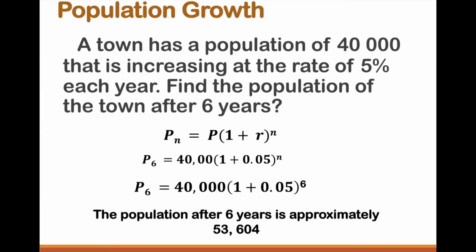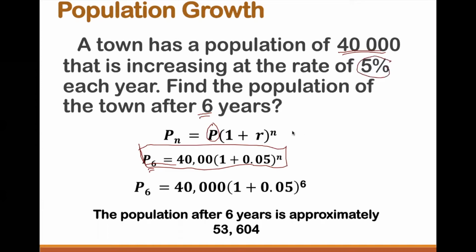Here, as you can see, all you have to do is substitute the given information in the formula. So 40,000 is P. Our n is 6 years. So you have 6. This is our exponential model. The exponential model is the model or the equation that you will use to answer the problem. R here is 5%. Change it to decimal. That's why it's 0.05 raised to n.